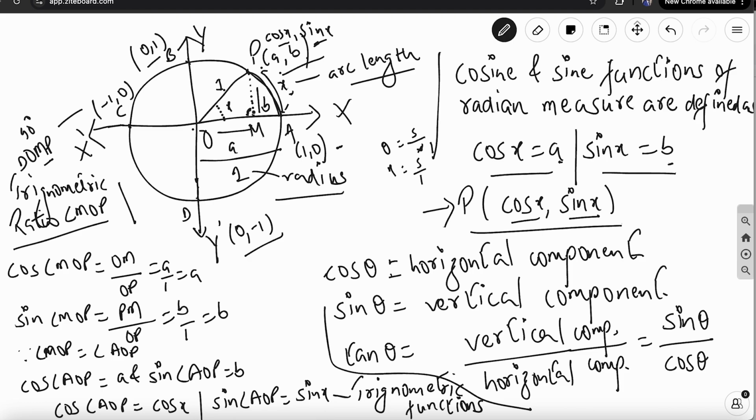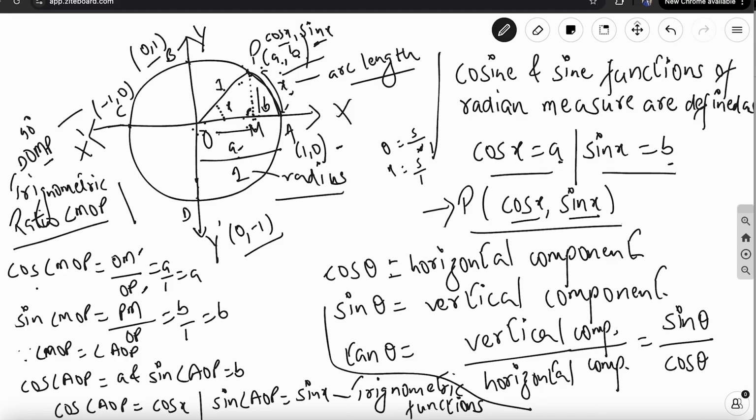If we try to take a trigonometric ratio for this angle MOP, now cos, we know that in a right angle triangle, cos is basically base upon hypotenuse. So cos of angle MOP will be base OM upon hypotenuse OP, and OM is basically a. Point P is represented by (a, b). Once we draw this perpendicular line, this distance OM becomes a and PM becomes b.